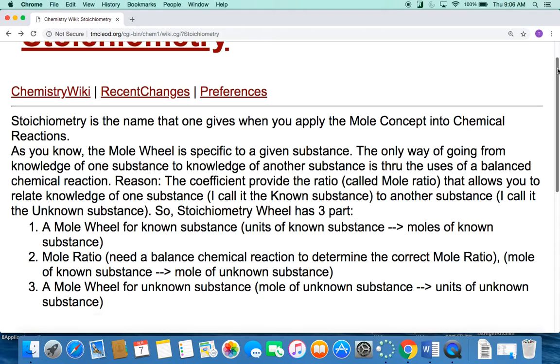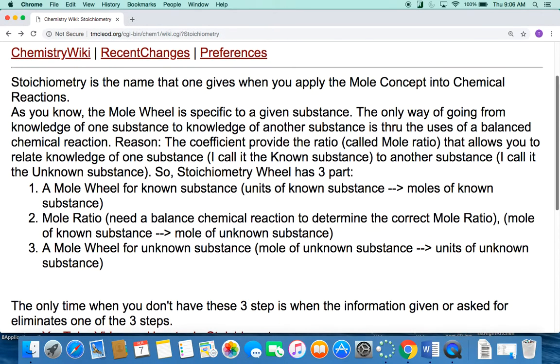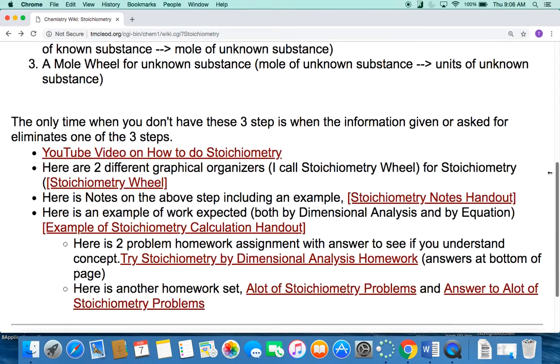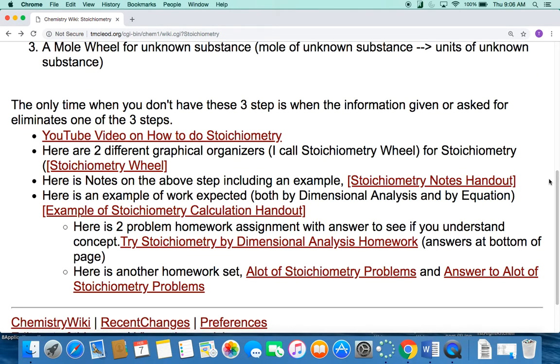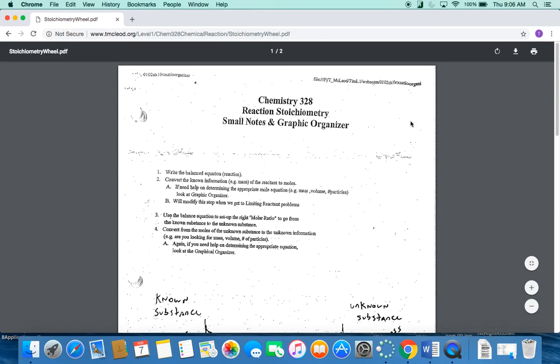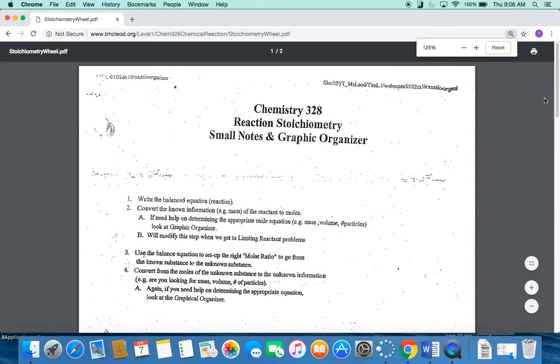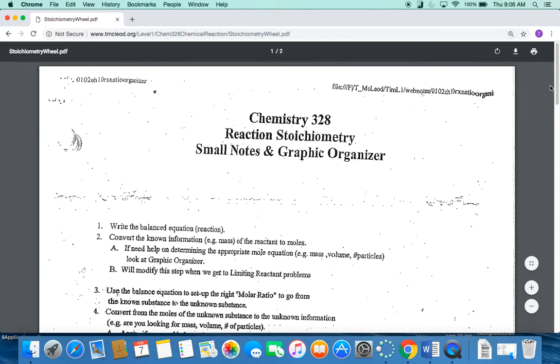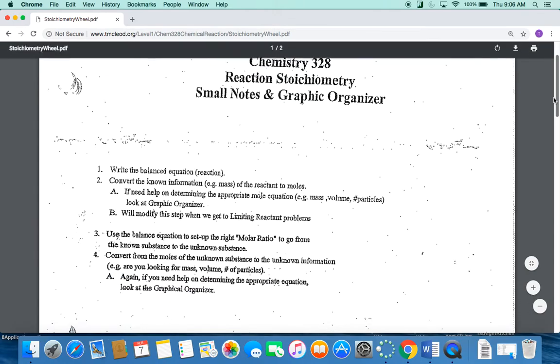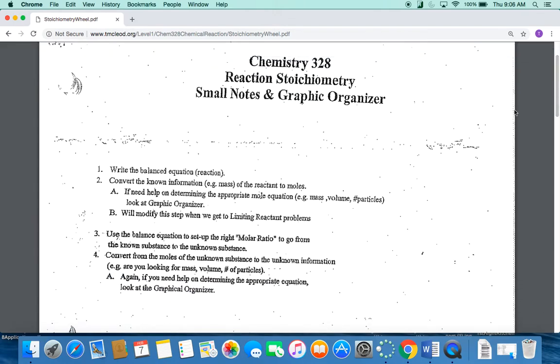So this is the main web page, and there is a stoichiometry wheel like the mole wheel. So there's only basically 3 steps, besides, after balancing the chemical reaction, so if you consider that 1, there's 4. You need a balanced chemical reaction because you want the coefficients. That's the important part.